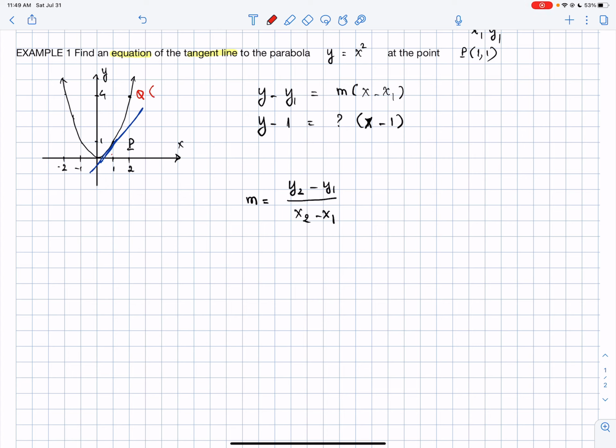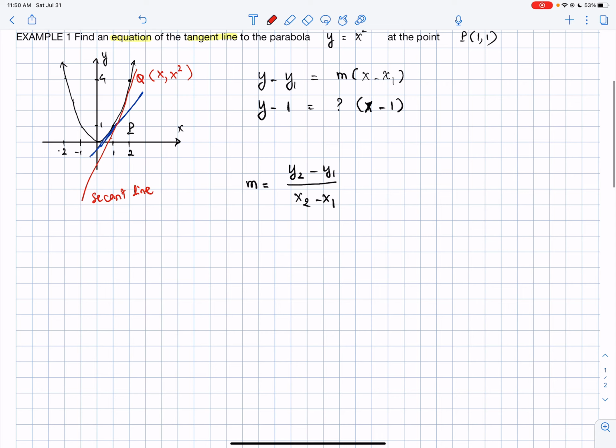The coordinate of this point Q is (x, x squared). We get this because we plug x into the parabola, and the y part will be x squared. And then we connect the points P and Q. This line we call the secant line. We will use the slope of the secant line to approximate the slope of the tangent line.